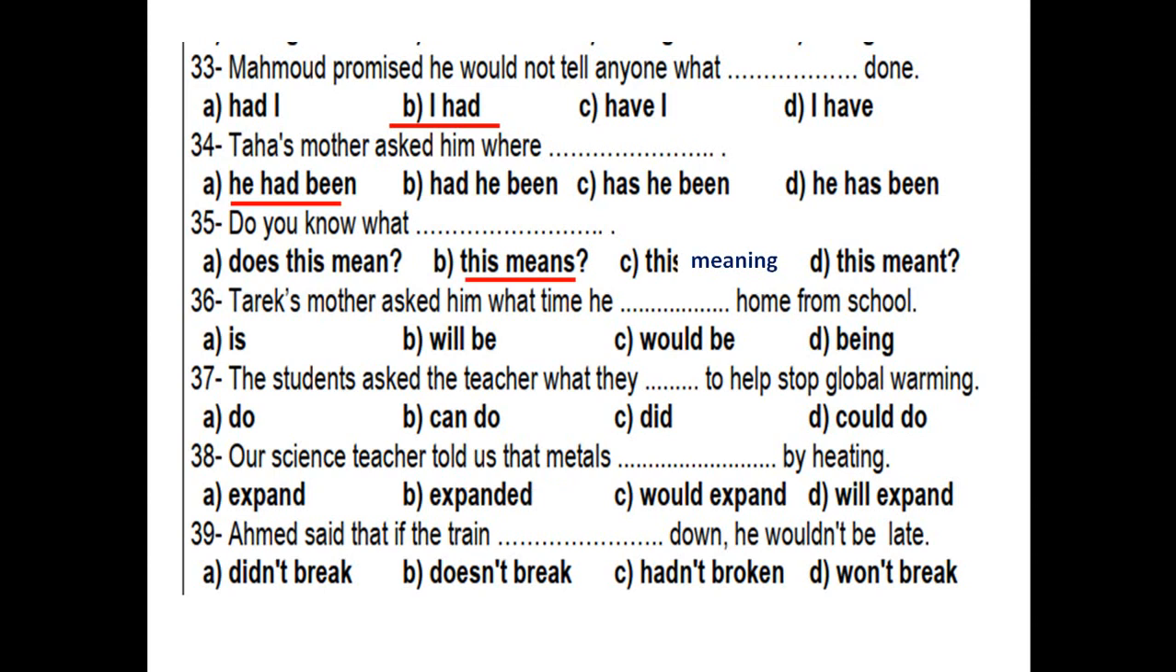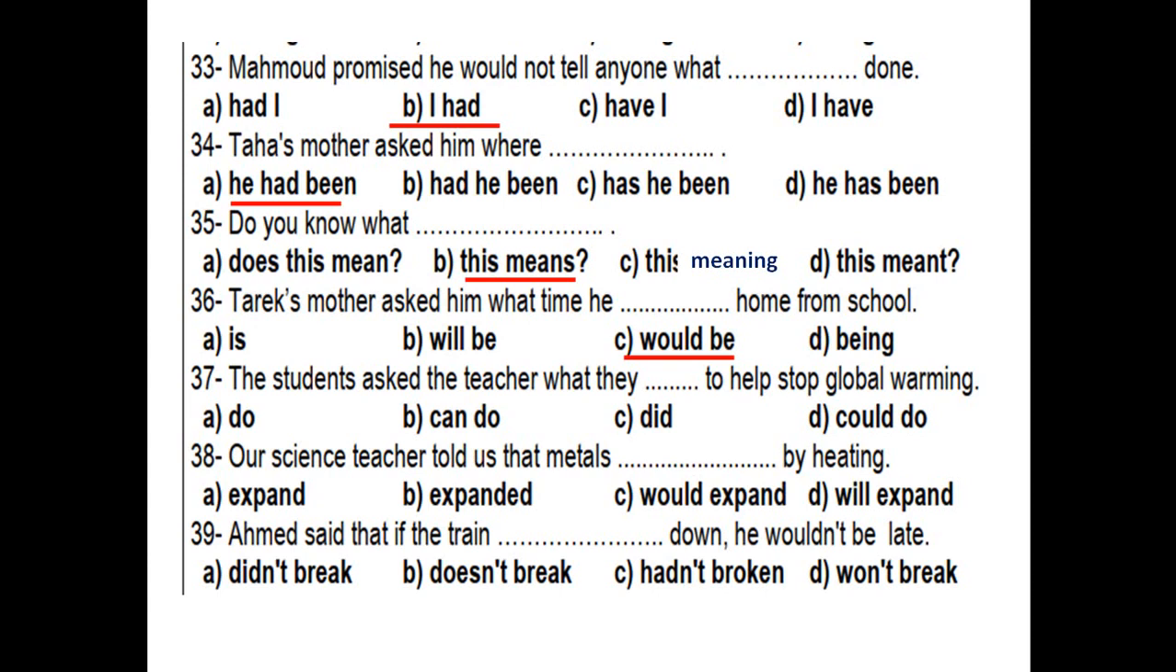Tariq's mother asked him what time he home from school. He is home, will be home, would be home, being home. You have asked, so you have to use a tense that's sent to the past, so I use would be.